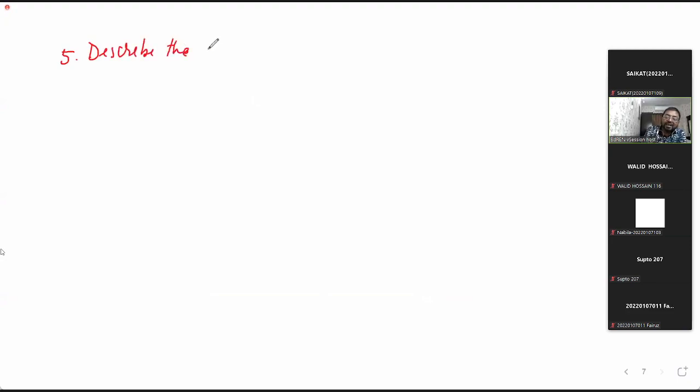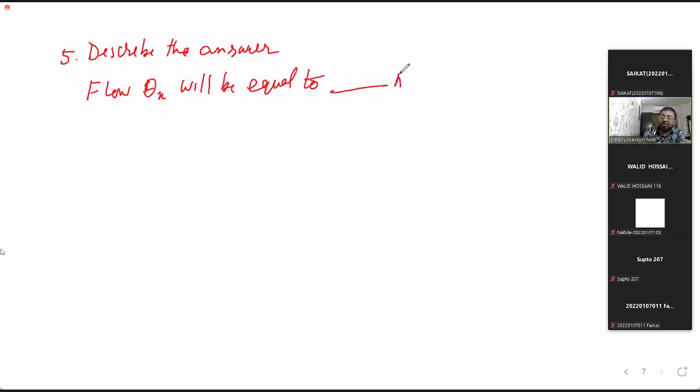So this answer may be numerical, may be logical, or may be an explanation. Okay, this discussion. So here what will be the discussion? That flow Qx will be equal to some numerical value in meter cube per minute.